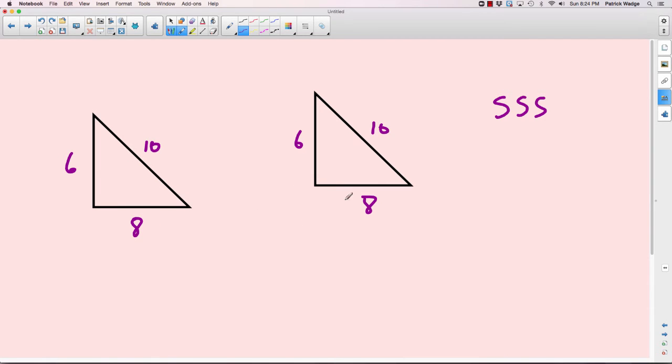Well, obviously they're congruent, side, side, side. All the sides are the same. Okay, that's one way you can see that two triangles are congruent. Another way you can see it is if you have side, angle, side.